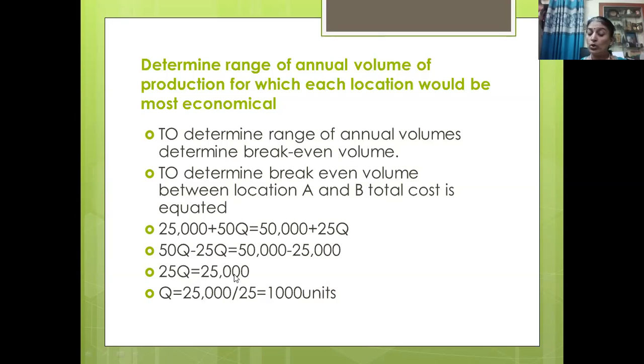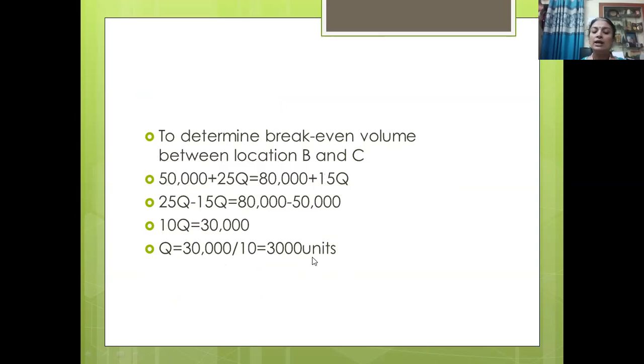So 25Q is equal to 25,000. Q is equal to 25,000 divided by 25. That is 1,000 units. This is the break-even point for A and location B. In the same way for B and C we have to do. For B, the same thing.